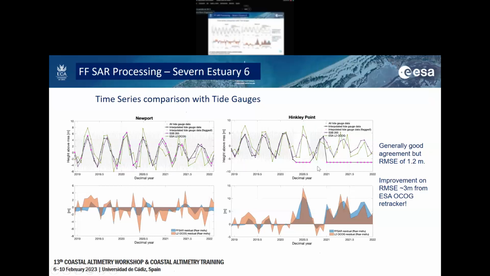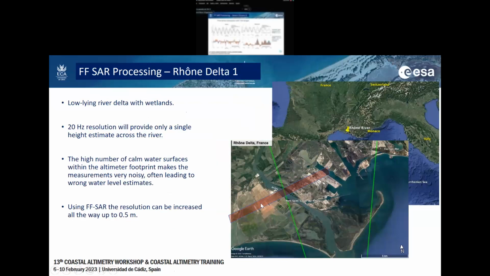And then obviously the left panel's from Newport, the right panel's from Hinkley Point. And on the bottom you can see the residuals from the fully focused SAR processing in blue and OCOG processing in red. So we get an improvement from OCOG from an RMSE of 3 meters down to 1.2 meters. So as I was saying yesterday, there's still a lot of variability, and we need to understand where that's coming from, if it can be improved with retracking, or if it's just variability from the passes not being exactly co-located with the tide gauge. So that's some further work to do on that.